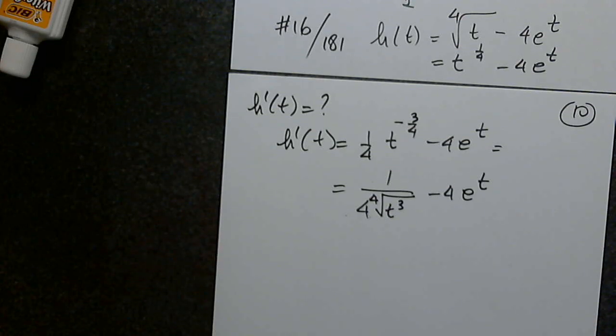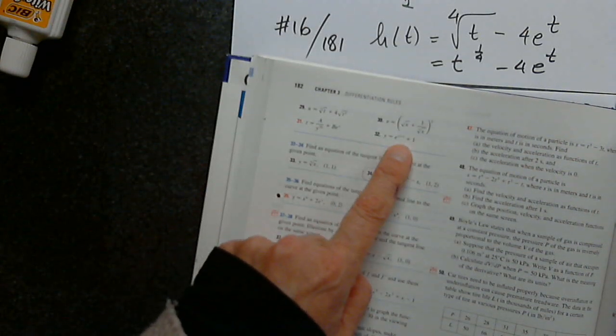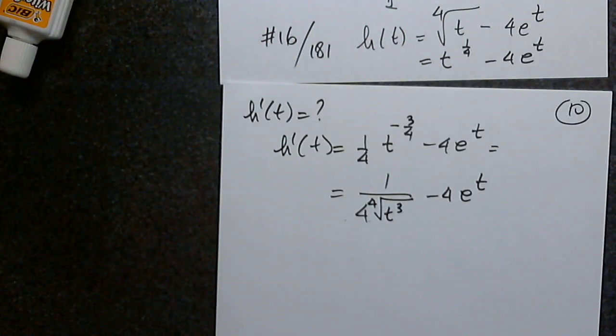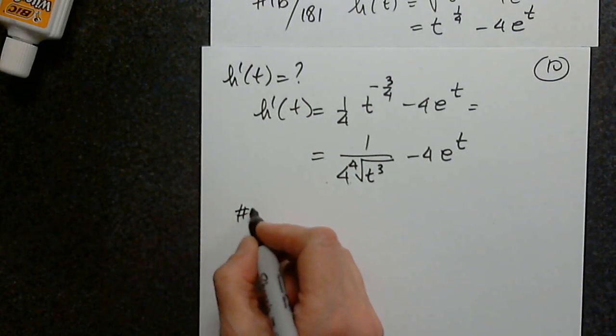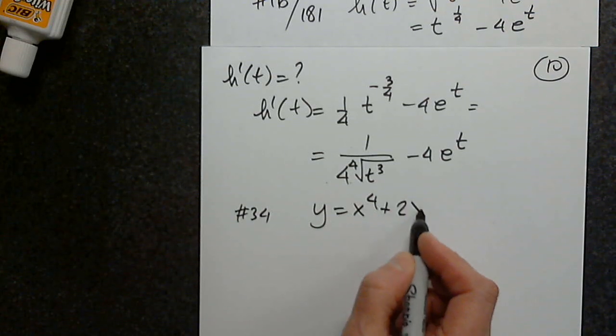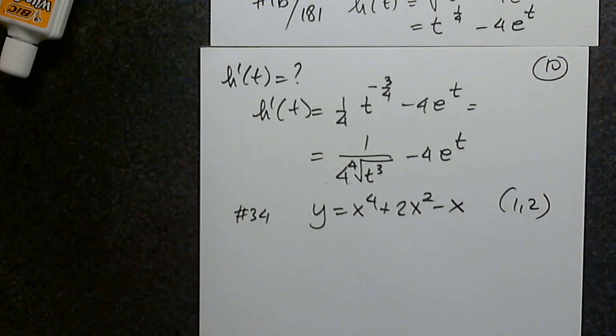Let's find the equation of the tangent line. Let's say 34. For example, 32, this example should not be here, not in this section, and I can tell you later why. Okay, so 34. y equals x to the 4th plus 2x squared minus x, and the point 1, 2. So this is very similar to this problem.